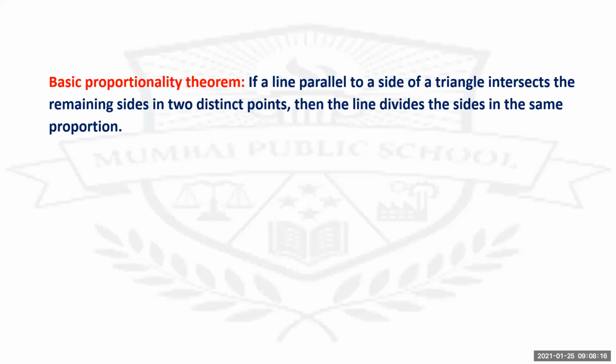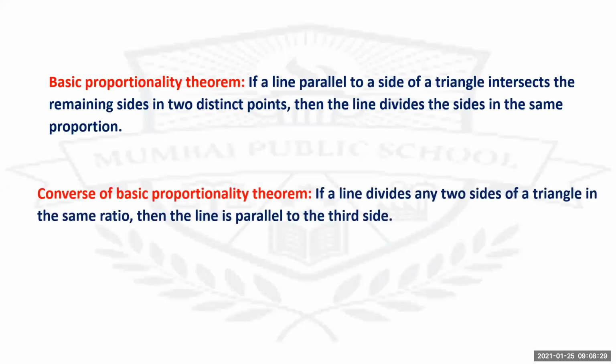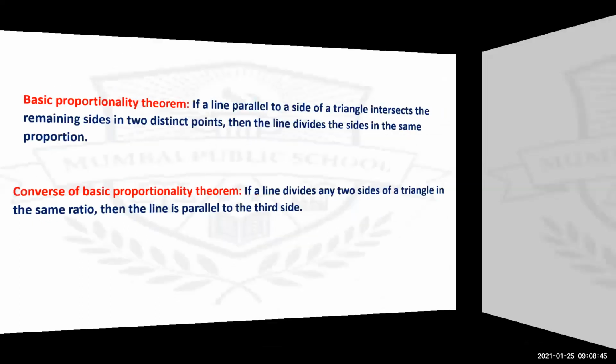Basic proportionality theorem: if a line parallel to a side of a triangle intersects the remaining sides in two distinct points, then the line divides the sides in the same proportion. And the converse of the basic proportionality theorem: if a line divides any two sides of a triangle in the same ratio, then the line is parallel to the third side. And we'll move to solve questions relating to the basic proportionality theorem and its converse.